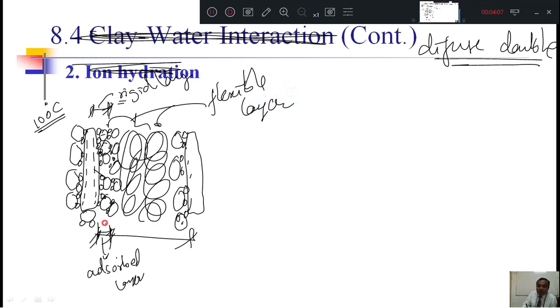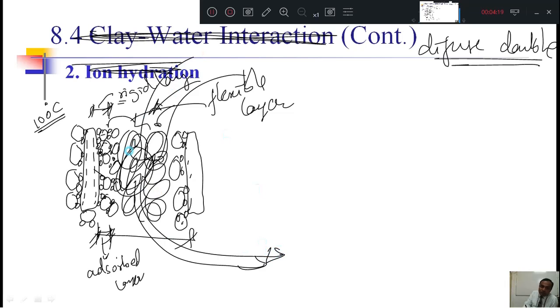Okay, and the flexible layer is a weaker layer. Therefore when more water comes, this water will go away, and that water will come and stick here. But then again this water will go, and this water will come and stick here. But the rigid layer water will never go away. This rigid layer and flexible layer together are called the diffuse double layer. Diffuse double layer of water.